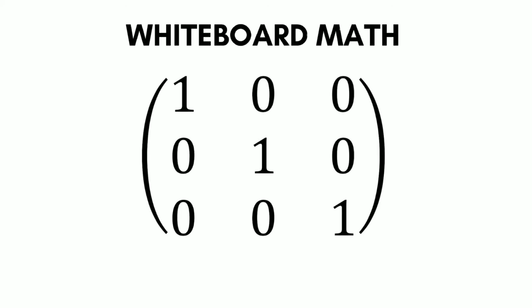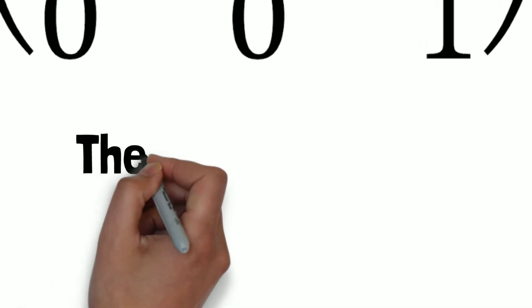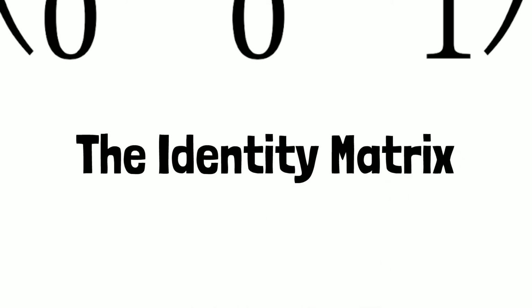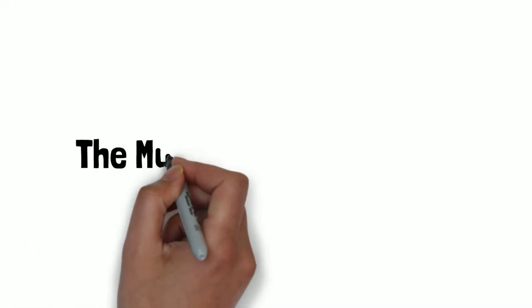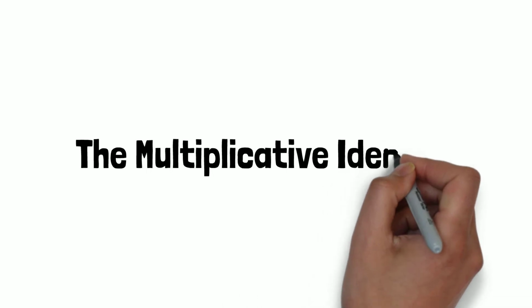This is one of the most important kinds of matrices. It is called the identity matrix. But why is it so important? Let us first discover what the multiplicative identity is in mathematics. If you multiply any number with the multiplicative identity, the answer will be the original number.